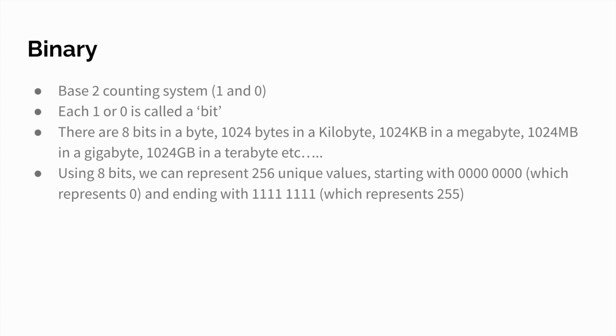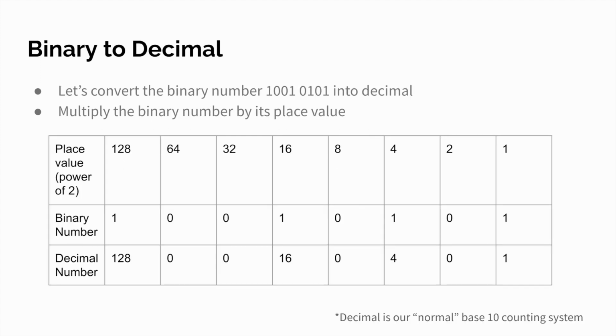Anyway, if you're a user of technology, you will be somewhat familiar with what these are. So using 8 bits, which is 8 ones or zeros, we can represent 256 unique values, starting with 00000000, which represents 0, and ending with 11111111, which represents the decimal value of 255. So decimal, to clarify, is the system we use to count. It's our base 10 counting system. We have 10 digits from 0 to 9. So we're going to convert binary to decimal.